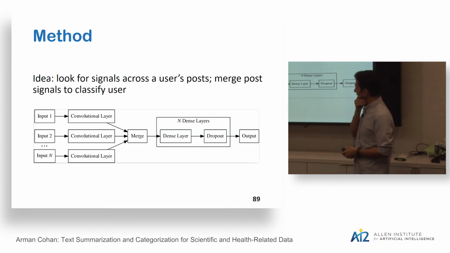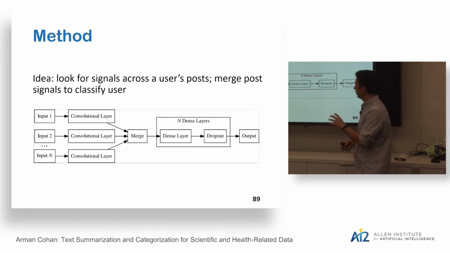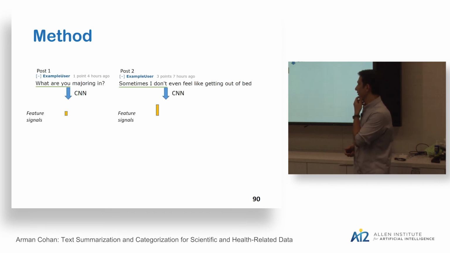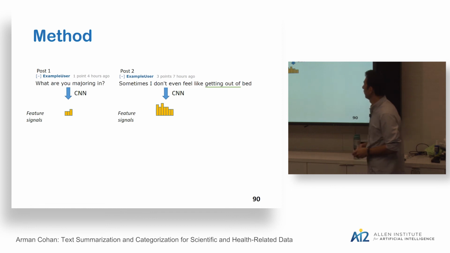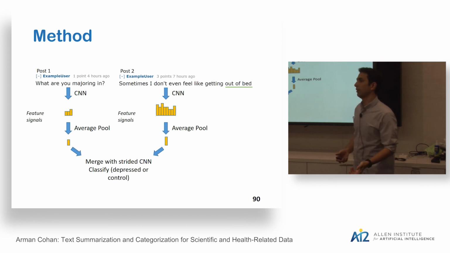More concretely, this is our method. We have several inputs, which are user posts. We pass them through a convolutional layer to extract the signals that identify whether the user might be depressed or not. We merge these signals together, and then finally we classify the user. For example, we might have 2 posts. We have CNNs with filter size 3. Some n-grams might have a higher effect, like "don't even feel", but "even feel like" might not be as important, and so on. We merge these signals by average pooling, and then we merge all of them together with another CNN.